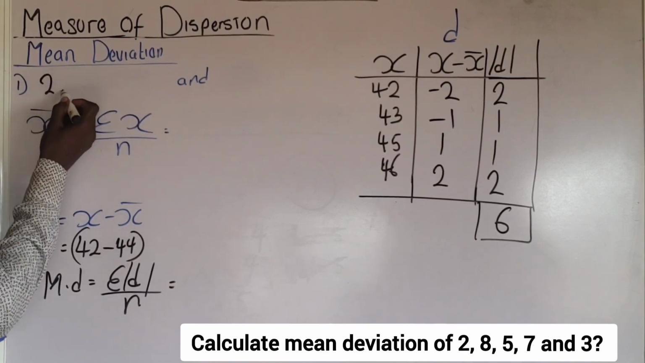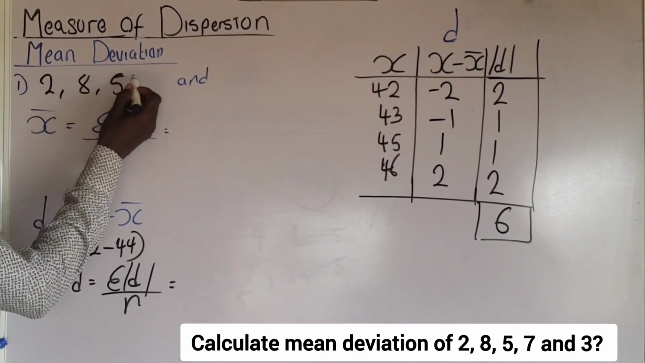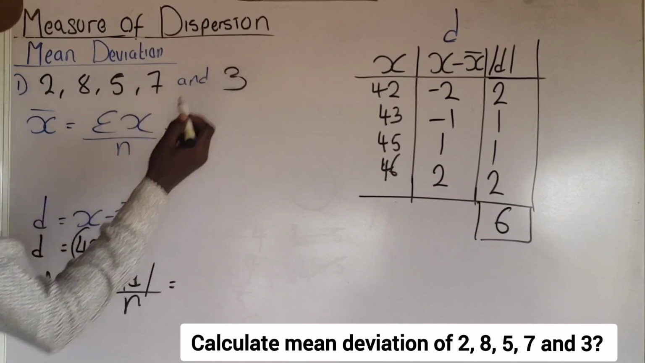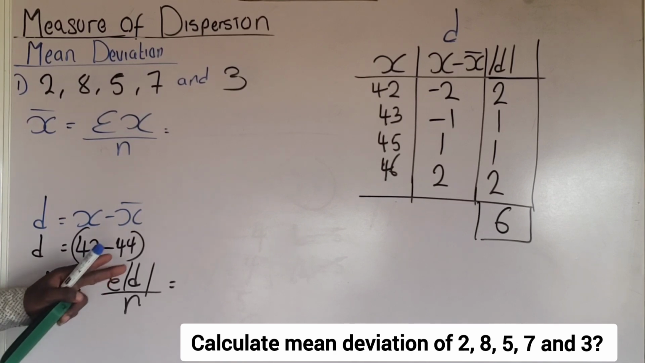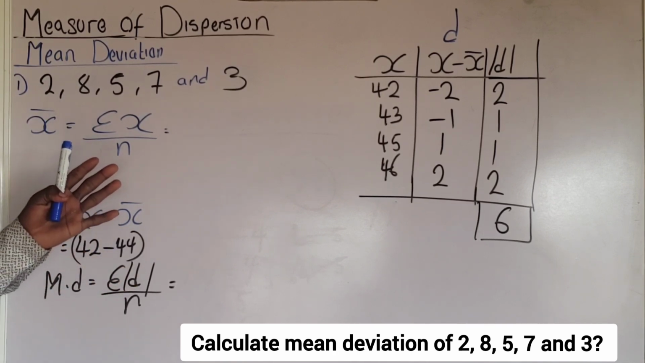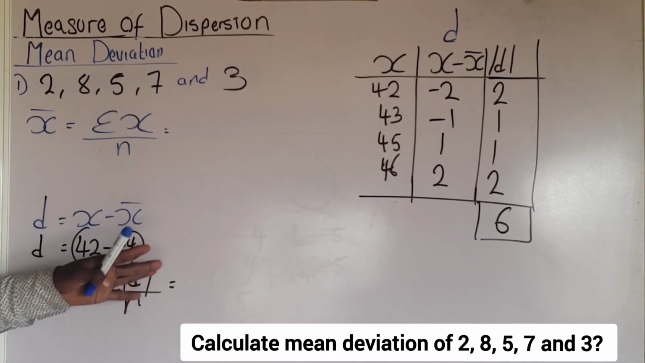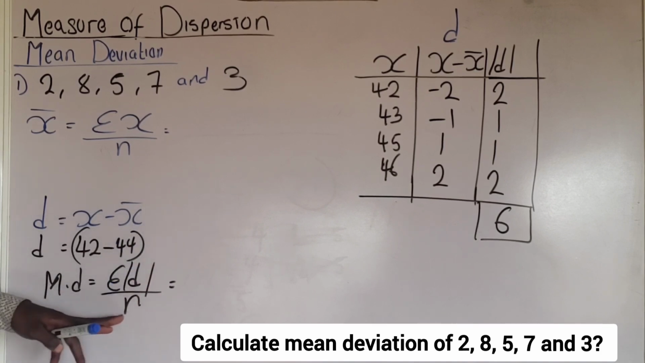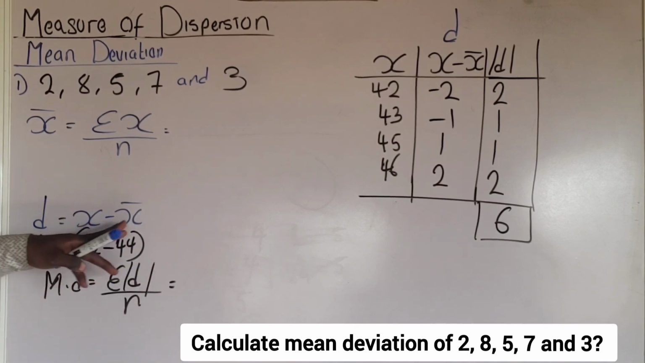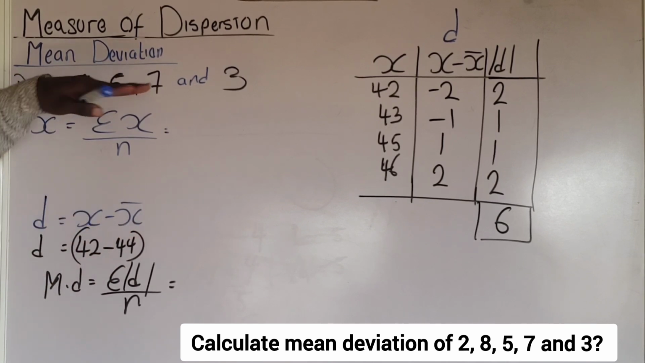2, 8, 5, 7, and 3. You understand? Okay? Now, don't forget that mean deviation is what? Summation for ungrouped data now, okay? Mean deviation is the summation of the absolute value of the deviation all over n. And deviation is what? X minus mean, where x are the samples that we have.